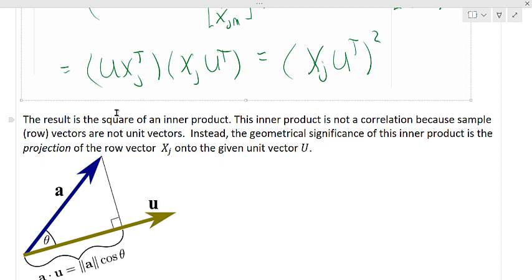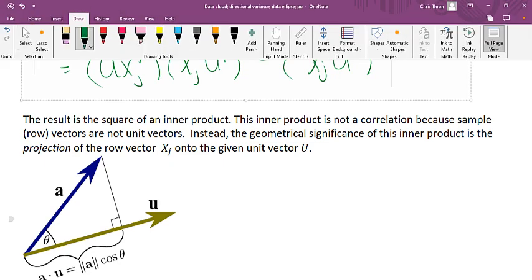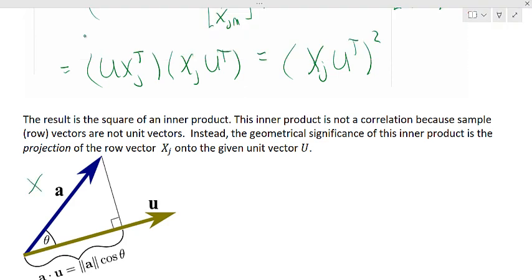And the geometrical significance of this inner product is the projection of the row vector xj onto the given unit vector u. All right? So here it says a, but that a would correspond to my xj. So this is my xj vector. Here is my u vector. And projection just means I drop a perpendicular. Okay. And this distance here, which is going to be less than the distance of xj, this distance here is the projection of xj onto u.